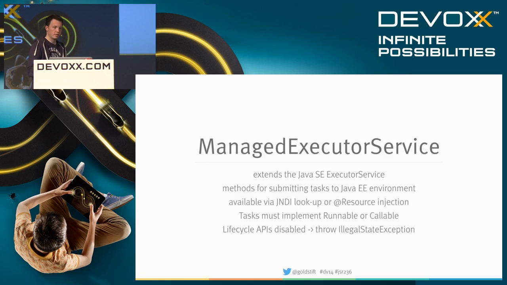The managed executor service extends the Java SE executor service. There are really no differences in the API. So you have the methods for submitting or executing tasks in your Java EE environment. It's available via JNDI lookup or the @Resource annotation. And of course you can submit runnables or callables. But again, lifecycle methods are disabled here, and this affects the awaitTermination, isTerminated, and shutdownNow methods. So when you call these, an IllegalStateException will be thrown.